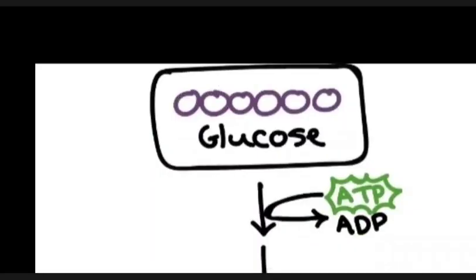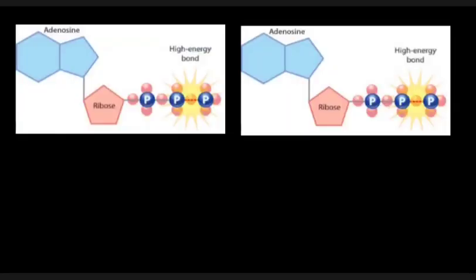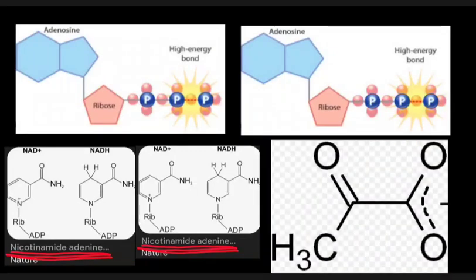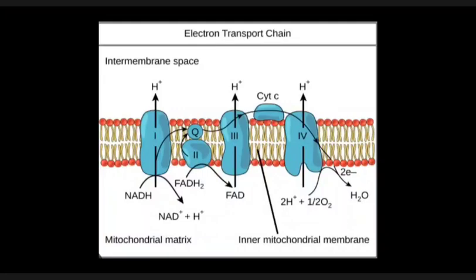Glycolysis is the breakdown of sugar, most commonly glucose, into pyruvate, which will be used in later steps of cellular respiration. Glycolysis results in 2 ATP, 2 NADH, and pyruvate. Next is the Krebs cycle. The main point of the Krebs cycle is to create NADH and FADH2, which are electron carriers, and they are used in the electron transport chain, which is the next step.